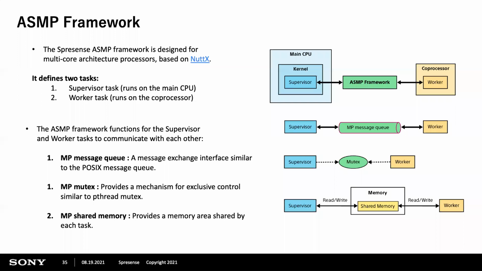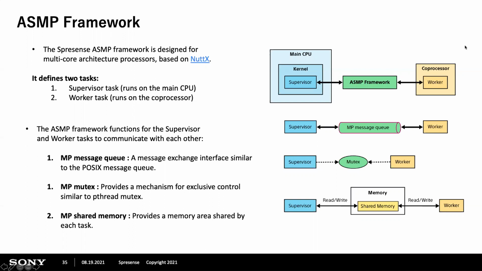Let's look at the multi-core and ASMP framework. Spresense has 6 cores and 156 megahertz of clock. You need to take advantage of that for your application. Here we are showing how it is possible to utilize all this, and what we are using. We are using the ASMP Framework to utilize this multi-core for Spresense.